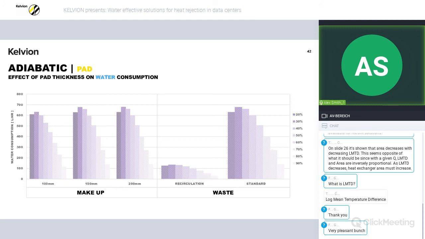Here we can also see that the increase in thickness has had a negligible effect on the water consumption. So we have a 100 millimeter pad, 150 and 200 millimeter pad shown across the different humidity ranges. And we can see that an increase in pad thickness does give us an additional water consumption, but it's relatively negligible considering.